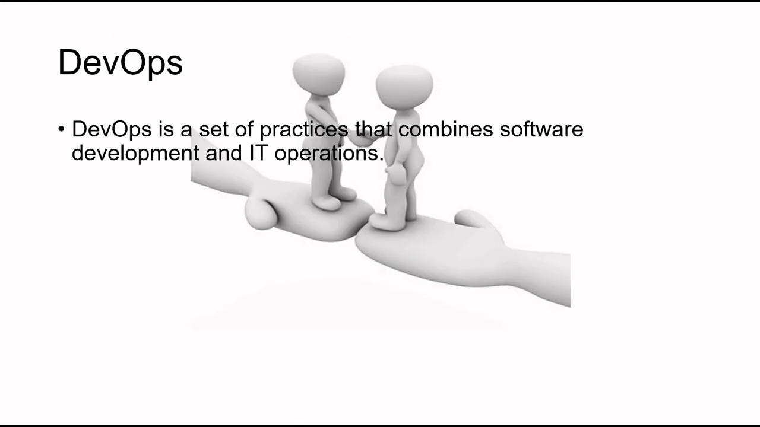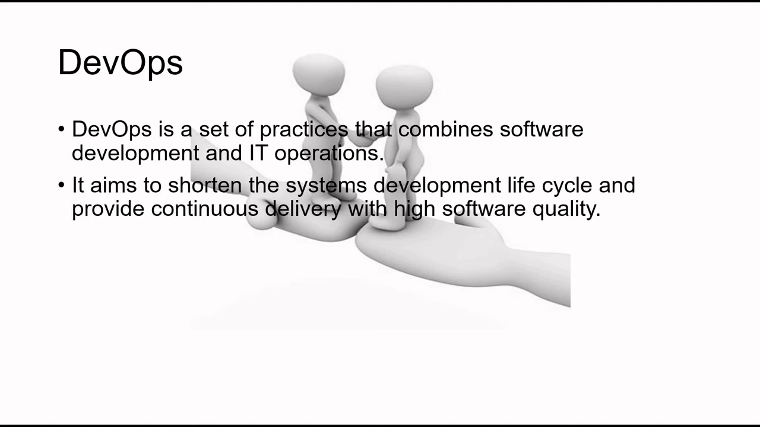DevOps is a set of practices that combine software development and IT operations. Actually, DevOps and Agile complement each other. Most of the steps from DevOps are actually taken from the Agile methodology, where Agile can be viewed as addressing the communication between the customer and developer, but DevOps addresses the gap between the developer and the IT operation and infrastructure. It aims to shorten the system development life cycle and provide continuous delivery with high software quality.